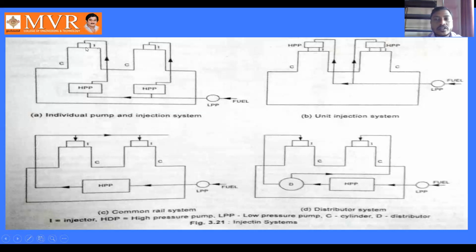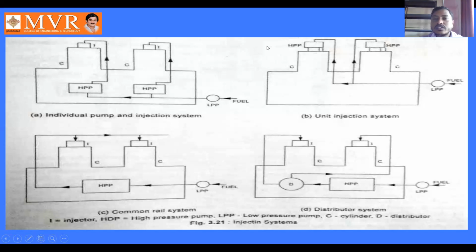From the fuel injectors, after atomization, the fuel is entered into both the engine cylinders. This is what we have about the individual pump and injection system. And coming to the unit injection system, we are having two cylinders, but having two units.